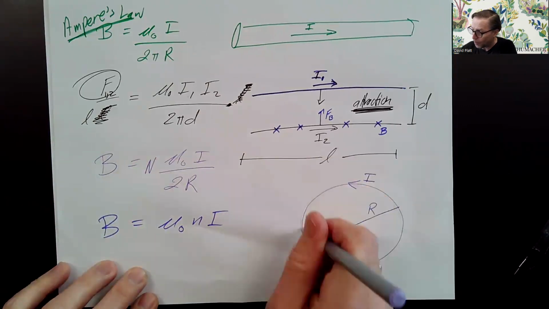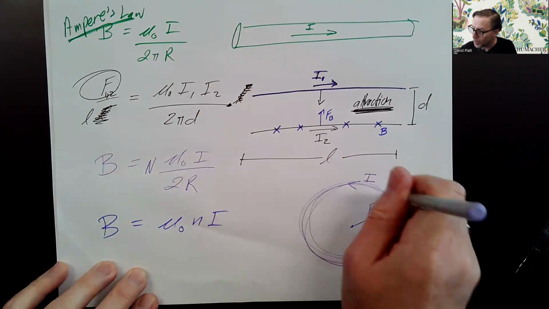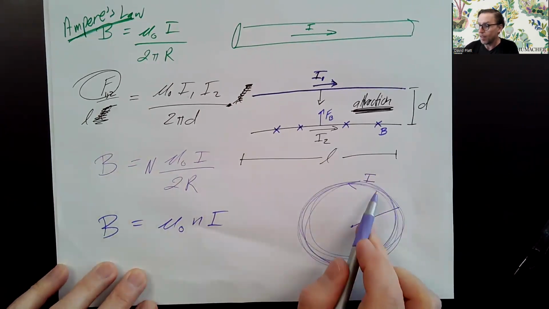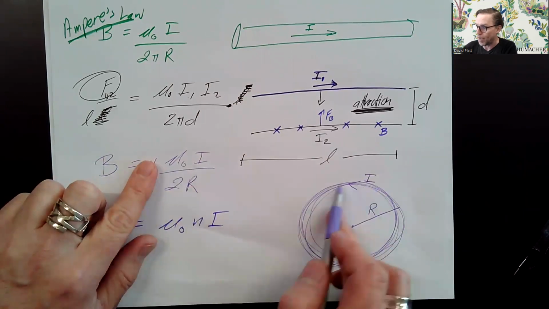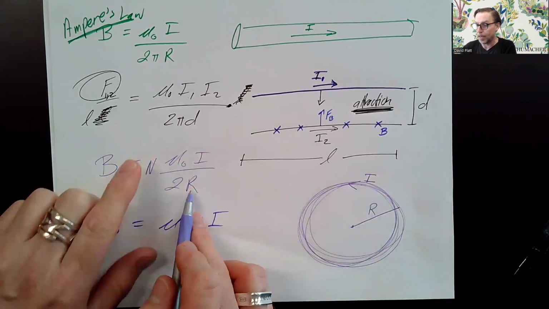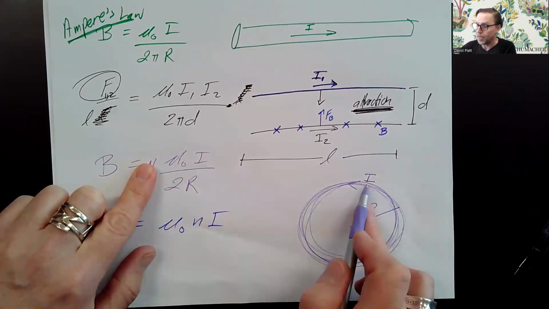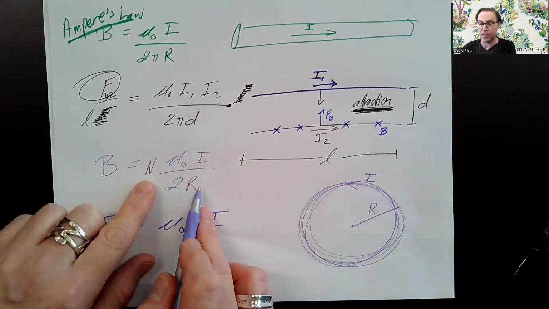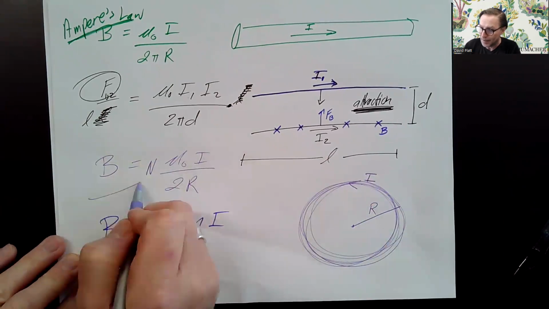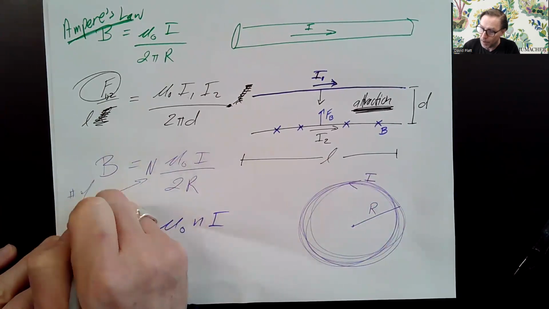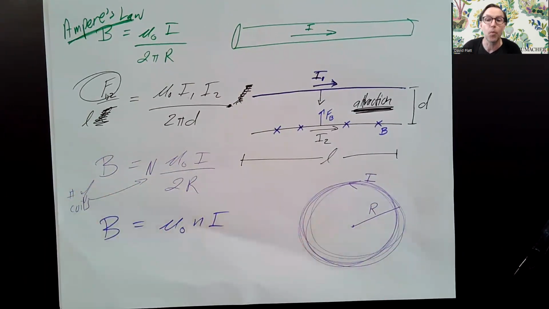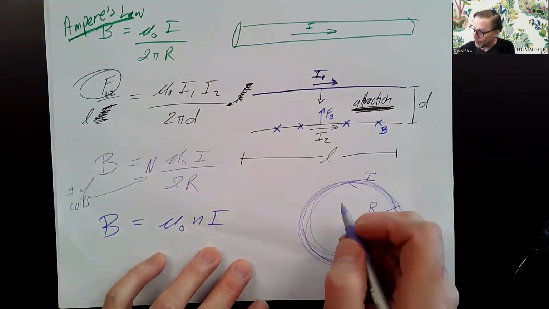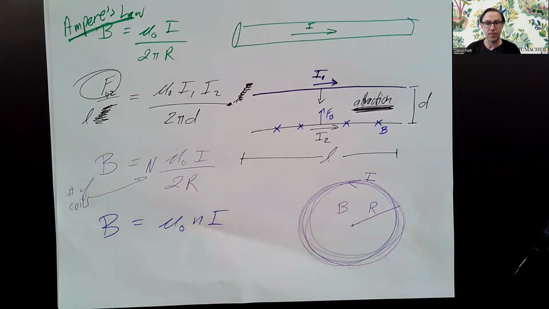If it goes around several times, each one adds mu naught I over 2r again. So if I have 2 loops, it's mu naught I over 2r times 2. If I have 1, 2, 3 loops, it's mu naught I over 2r times 3. So n is the number of coils, number of loops, number of times the wire goes around the loop. And the magnetic field is in here.